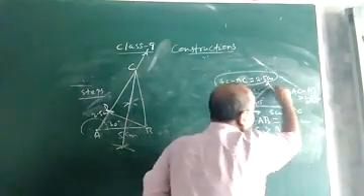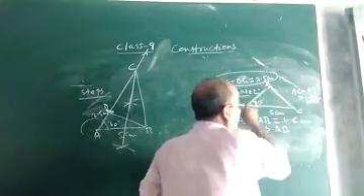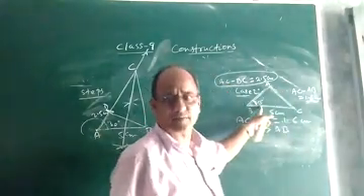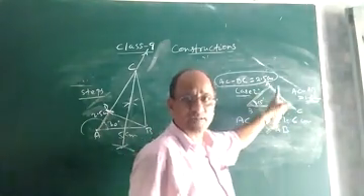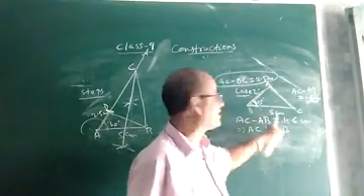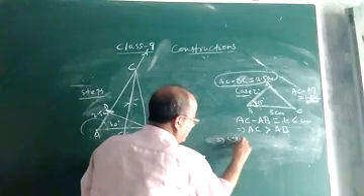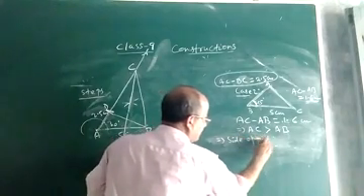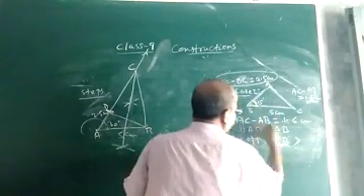But look at the side AC. It is the opposite side of the given angle. Which angle is given in this particular question? Angle B is given, and which is the opposite side? AC. So AC is the side opposite to the given angle, and no doubt it is greater than the third side AB.